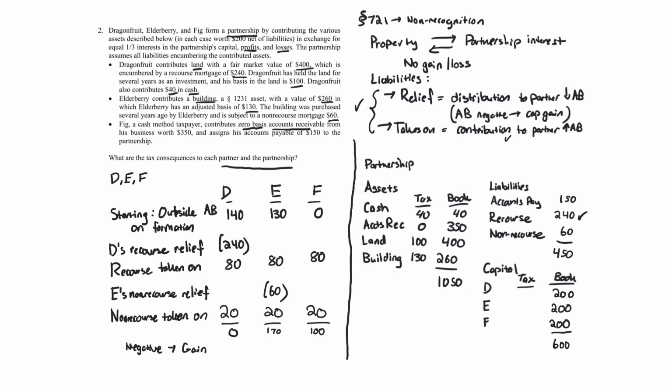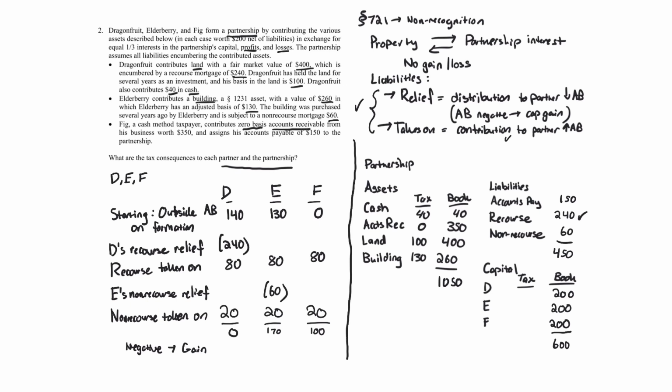But guess what? None of the numbers are 0. I'm sorry, none of the numbers are negative. My apologies, I was thinking of the number that's 0. None of the numbers are negative, so therefore there's no gain by any parties in this problem. So no gain or loss by D, E, or F. No gain to the partnership.